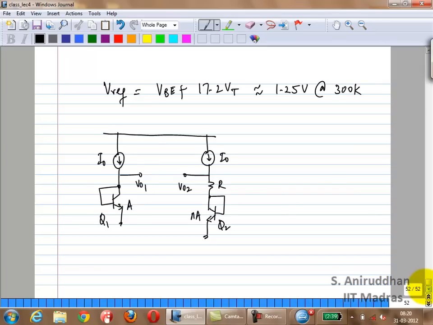So the reason I have drawn this structure is because this is a good way of generating something proportional to VT. How do you make something proportional to VT? We just looked at it. We want a delta VBE at the end of the day. Now if you force VO1 equal to VO2 in this particular structure, what happens? What is the voltage across R? Is the delta VBE you want? If you can force VO1 equals VO2, the voltage across R is the delta VB between Q1 and Q2. Right? So that's what we are going to do. And of course, the other important thing is we are going to neglect the base currents.